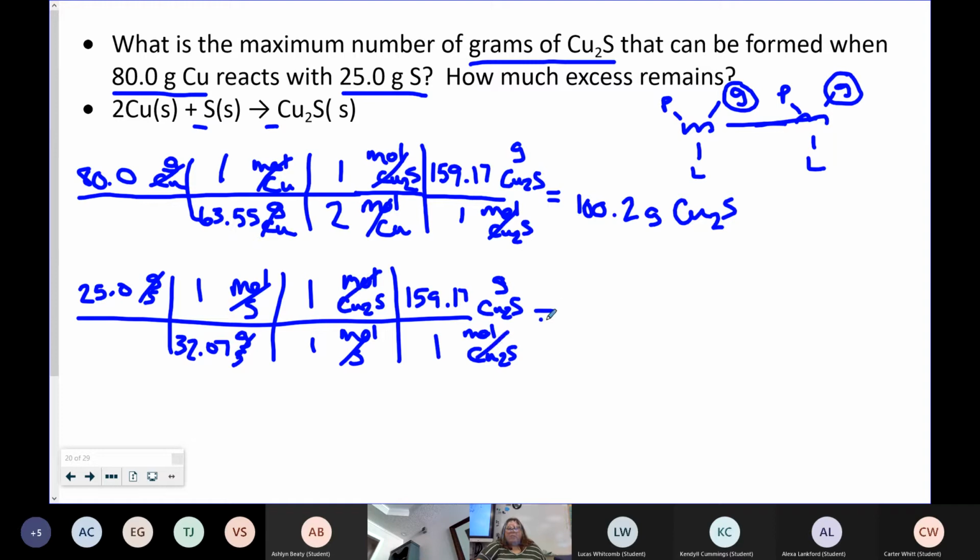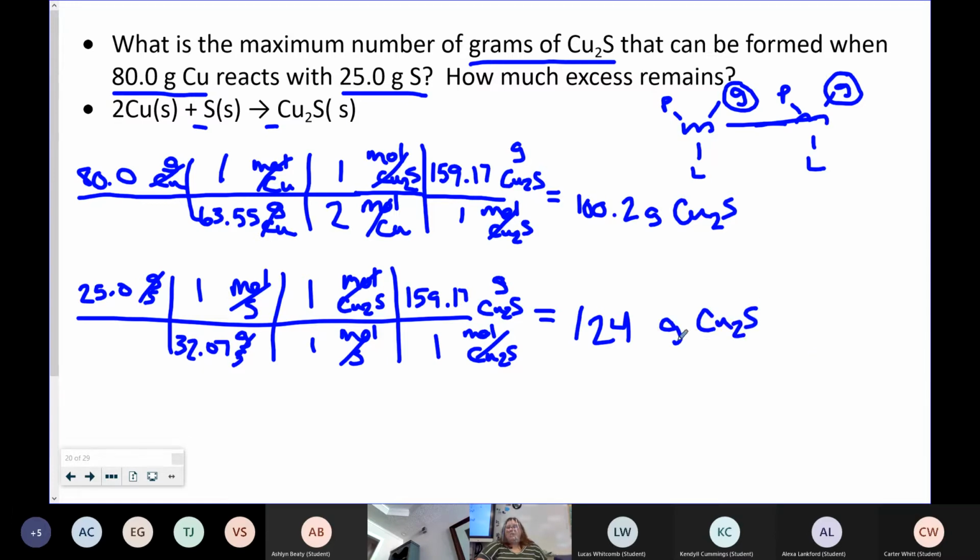So that will leave us with grams of the copper 1 sulfide. So then we can calculate how much can be produced based off of our sulfur. So 25 divided by 32.07 times 159.17 is 124 grams of copper 1 sulfide.